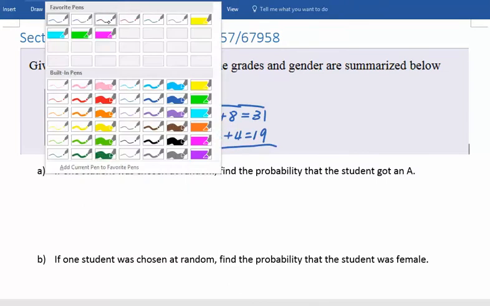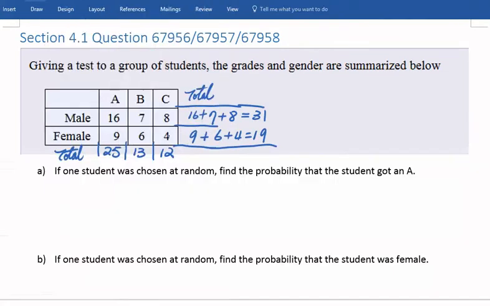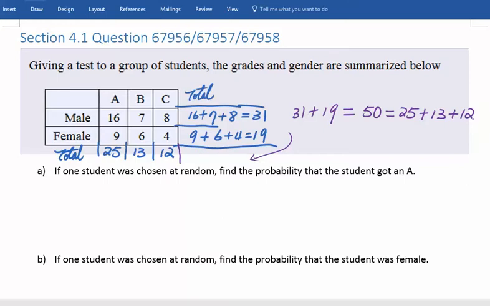And then the nice thing about a two-way table is, if I want to know the total number of students, I could carry out the calculation two ways. So I'm going to carry out the calculation right over here. That is 31 plus 19. That is the total number of students, which is 50. And I could double check my calculation by carrying out the summation in a different direction. That is 25 plus 13 plus 12. That also gives me 50. So I know I didn't make a sloppy mistake in my calculation.